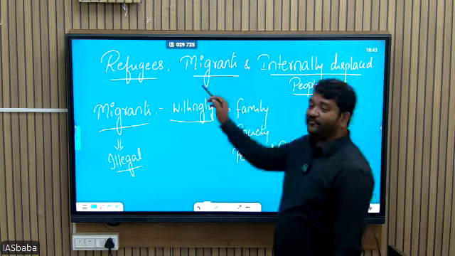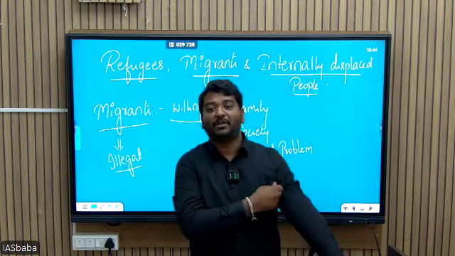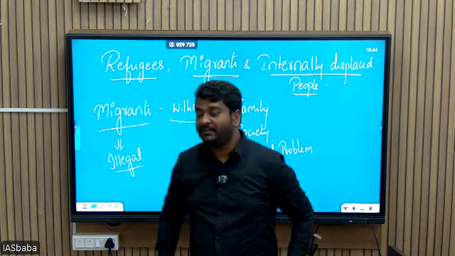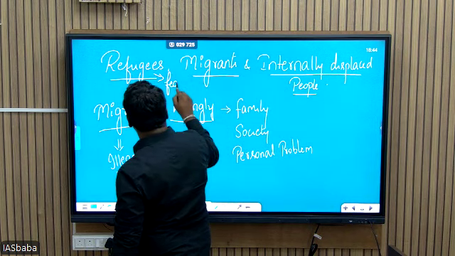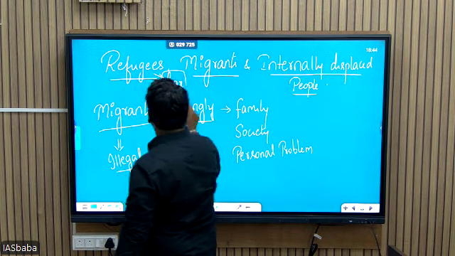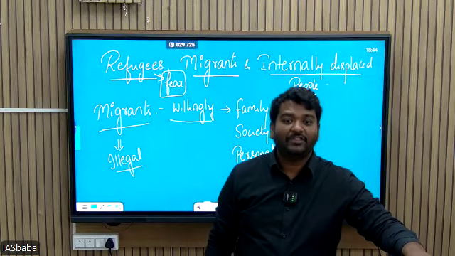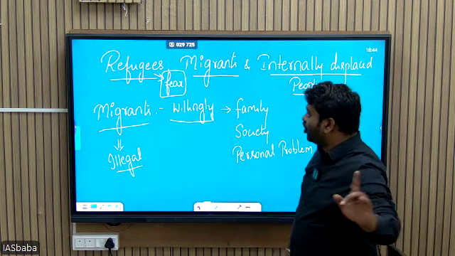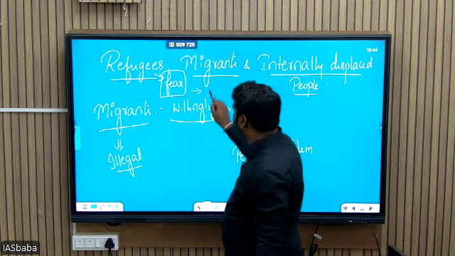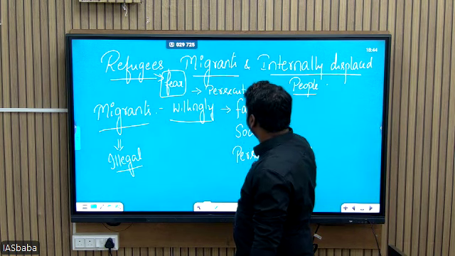And who are refugees? Refugees are the people who are moving out because of the fear that they will be killed. Refugees are mostly because of what? Fear. If the aspect of fear comes into picture, then they will be called as what? Refugees. Refugees will go because of the fear of persecution. What is the fear of persecution?